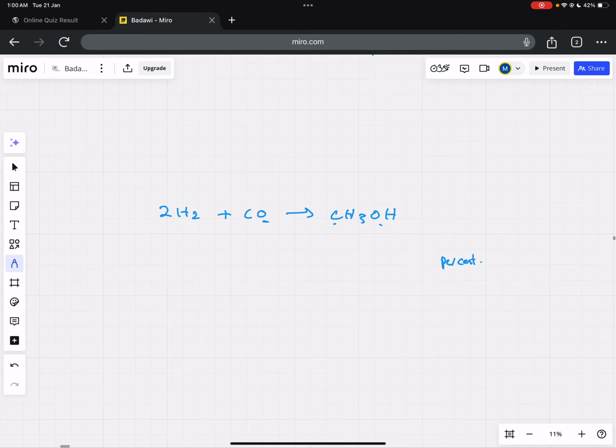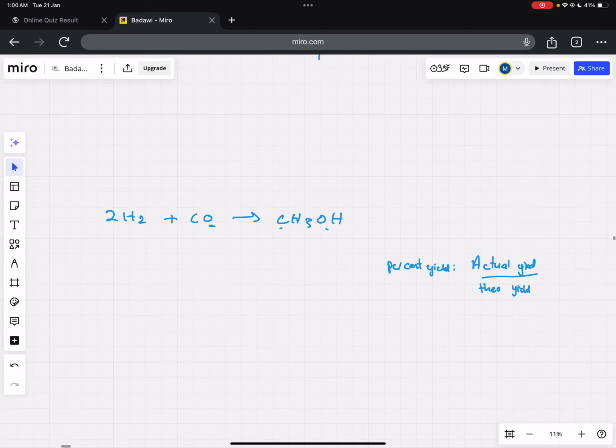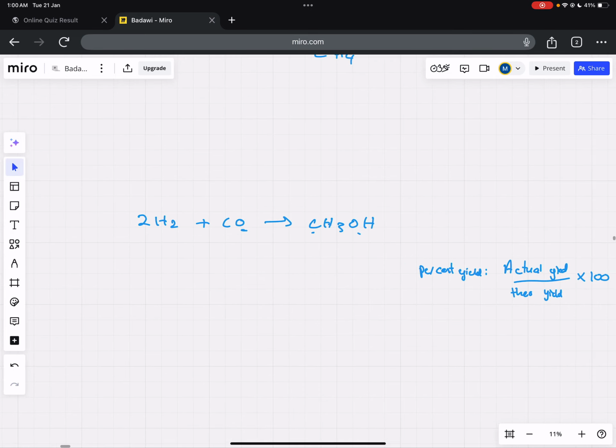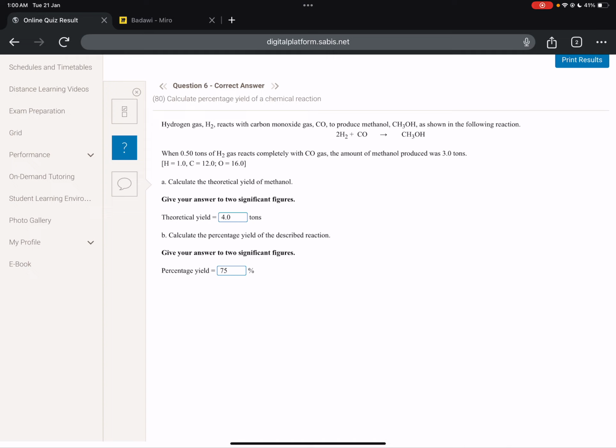Percentage or percent yield is going to be actual yield over theoretical yield times 100. Okay? Now the theoretical is what I will find. The actual is what they gave me already. Okay? So let's look at it.